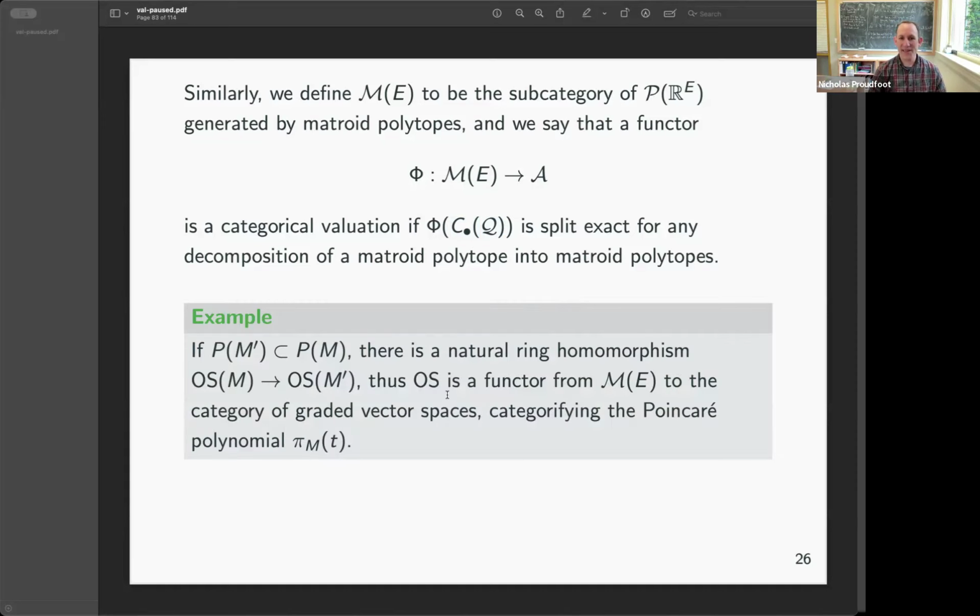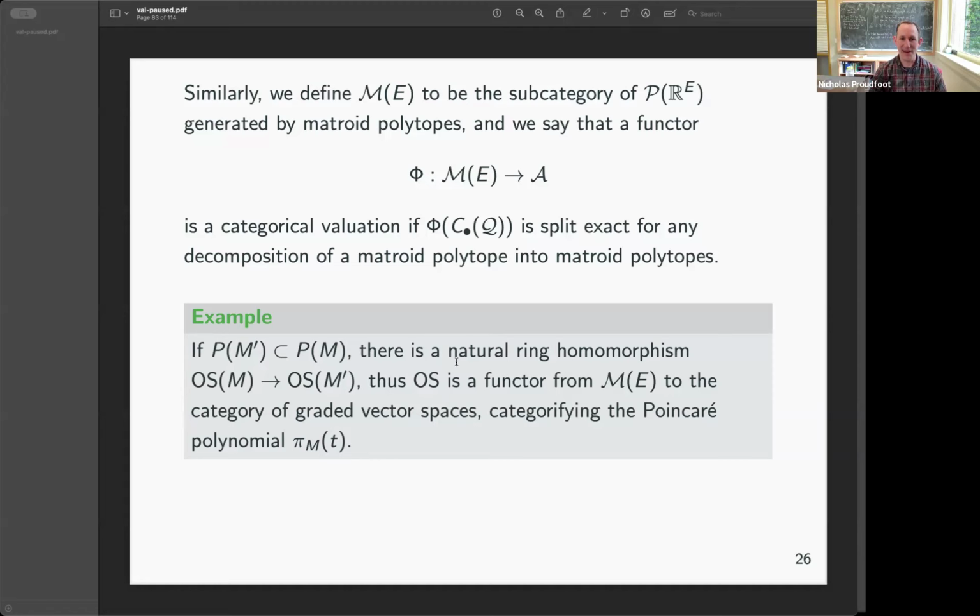So an example of a functor of this type is the Orlik-Solomon algebra. I didn't give you the definition of Orlik-Solomon algebras in terms of generators and relations. But if I did, it would be clear that if you had two matroids, M and M prime, and the matroid polytope for M prime is contained in the matroid polytope for M, then the Orlik-Solomon algebra for M prime is actually a quotient of the Orlik-Solomon algebra for M.